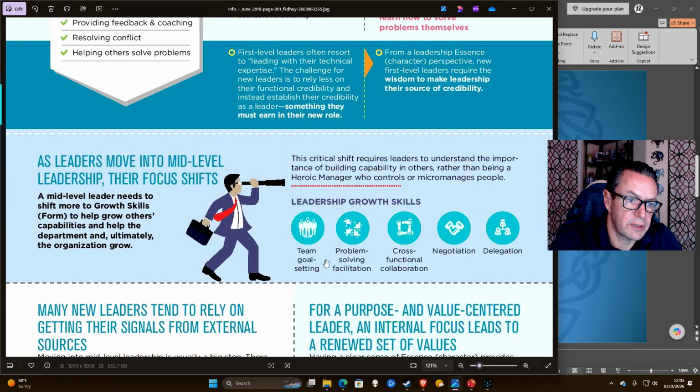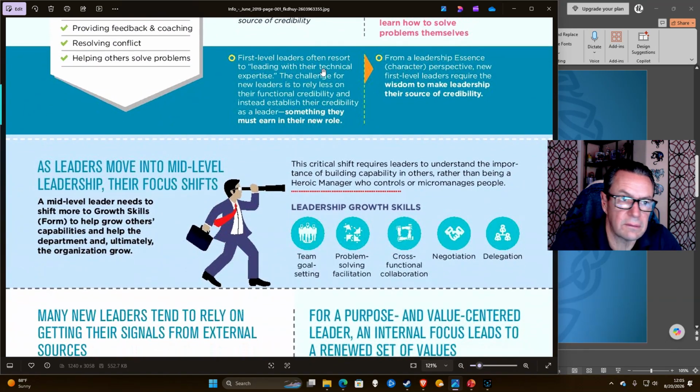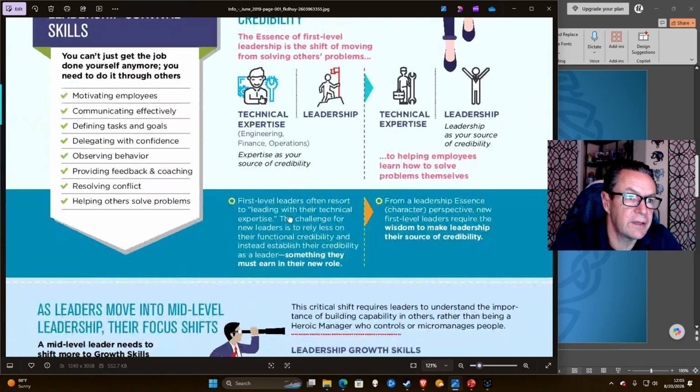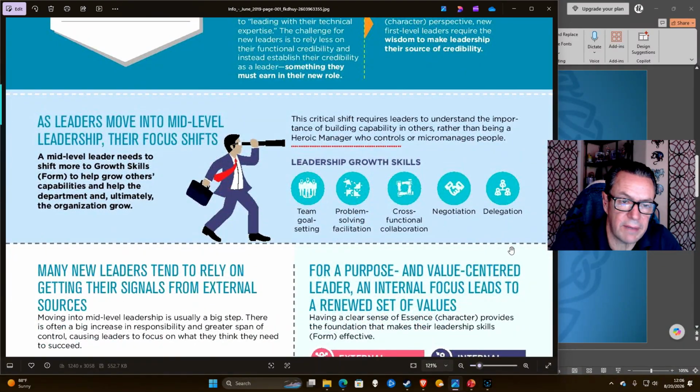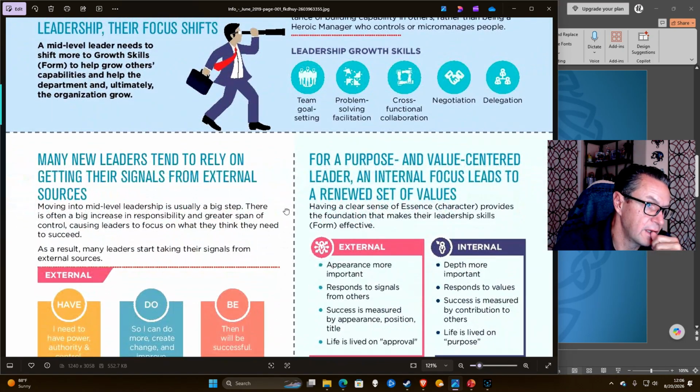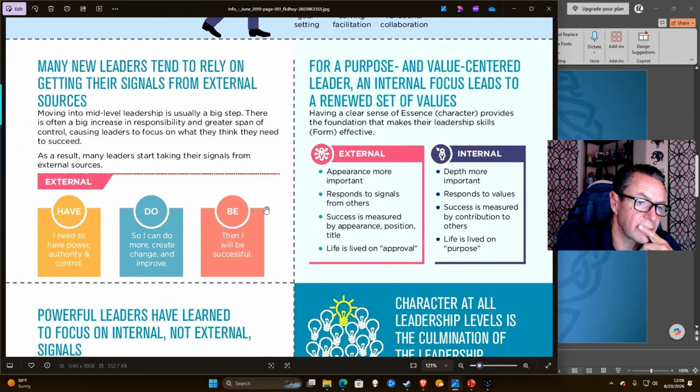So leadership growth skills: team goal setting, problem solving, facilitation, cross-functional collaboration, negotiation, and delegation. Well, these are the same skills that are needed by the first line leader, right? If you got a leader, leadership's leadership. It doesn't matter what level you're at. You need to take care of people. All this stuff is the same at every level. This one just confuses me.